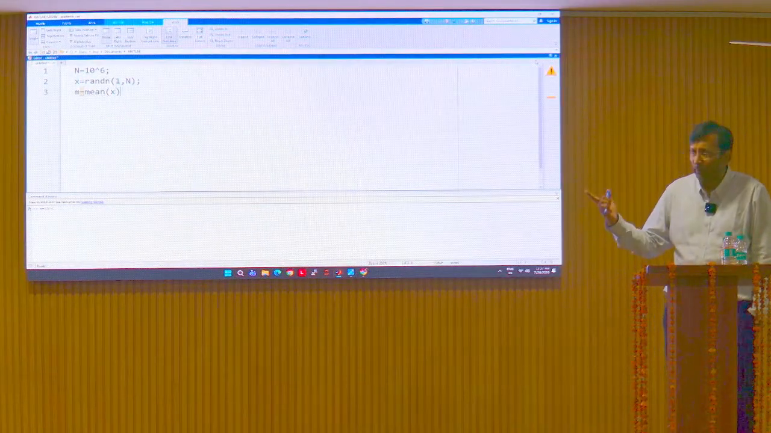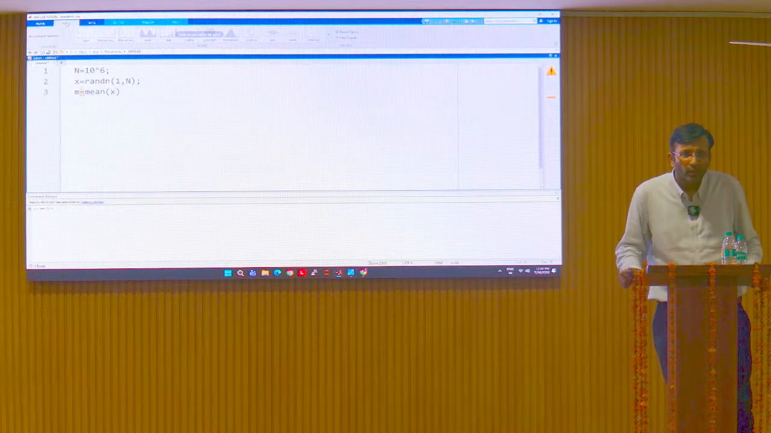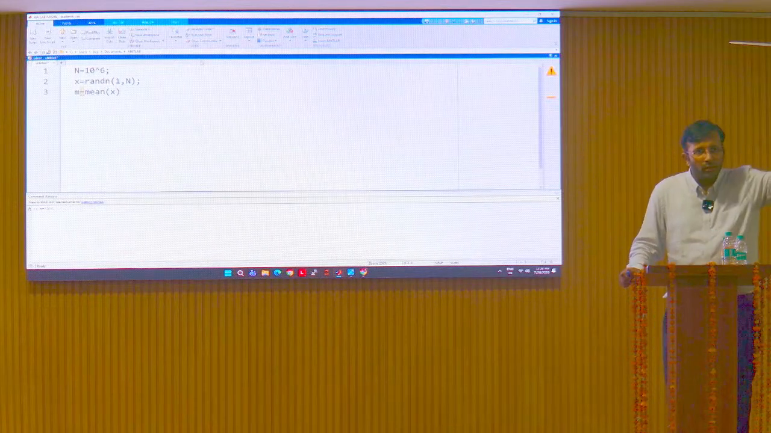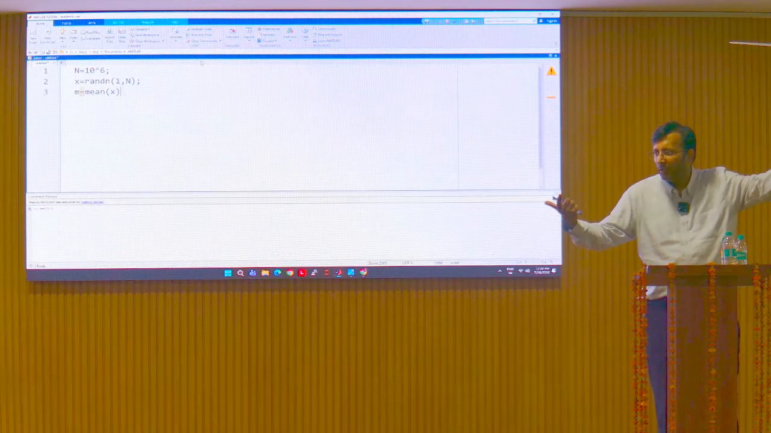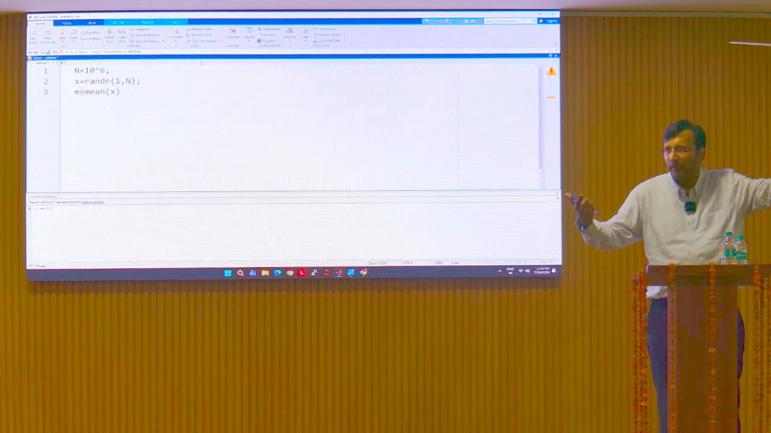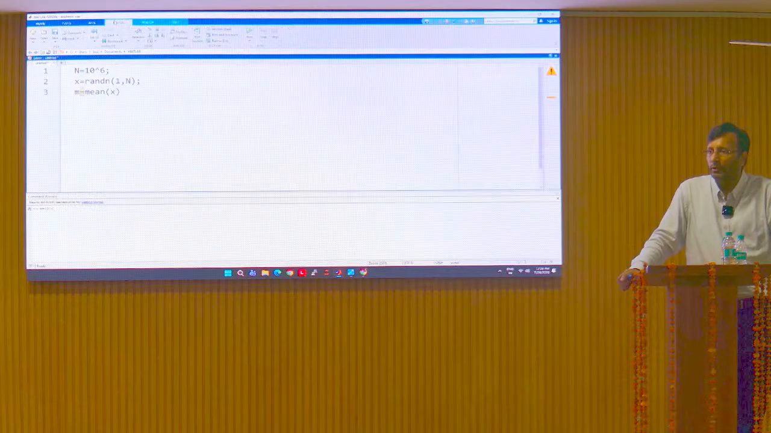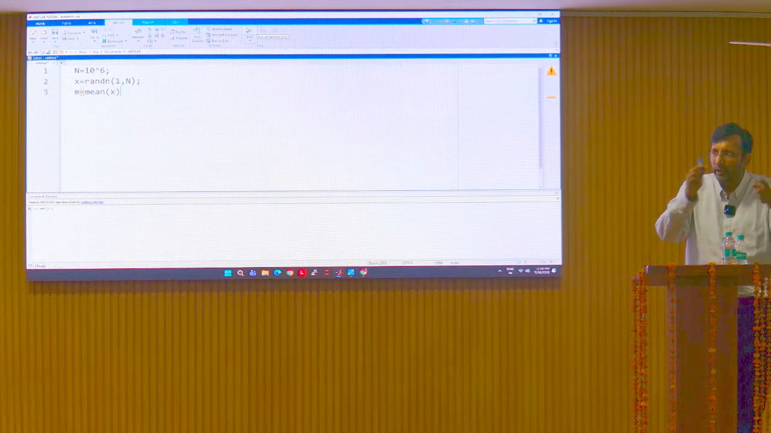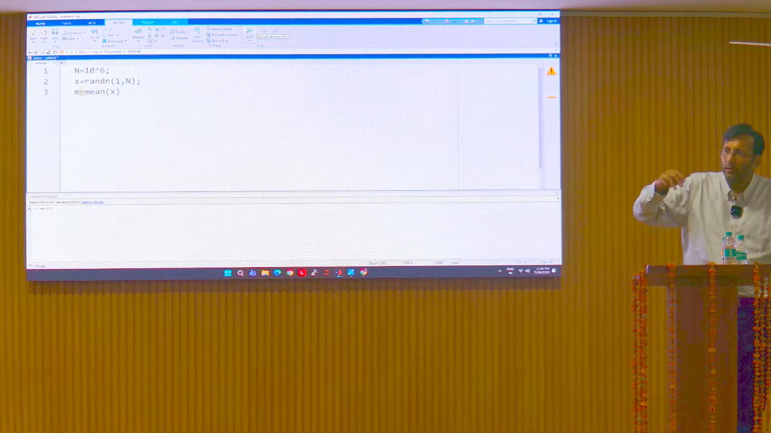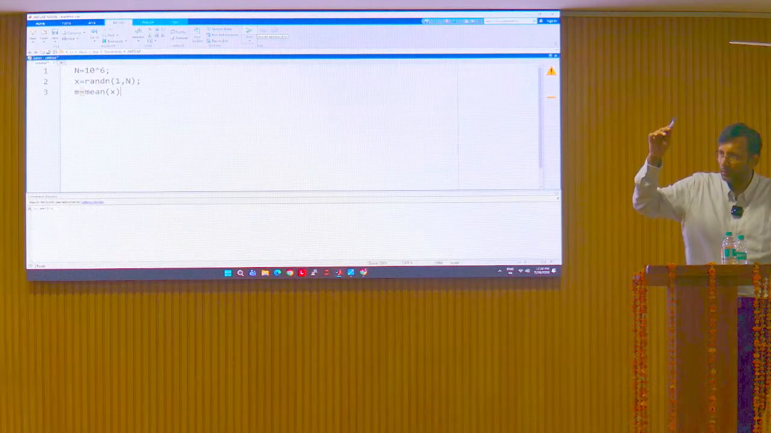What do you think? What would be the mean of this? See, we have seen rand. Now we have a randn. So there should be some difference between these two commands. Previously, I have told you rand represents a uniform distribution. Randn is a normal distribution, right? Normal distribution का mean क्या होता है? Gaussian curve, right? We have a Gaussian curve, mean at 0.